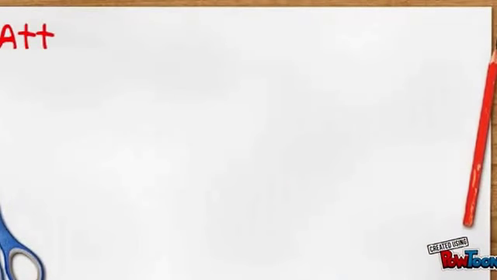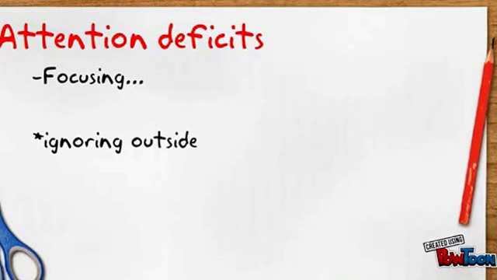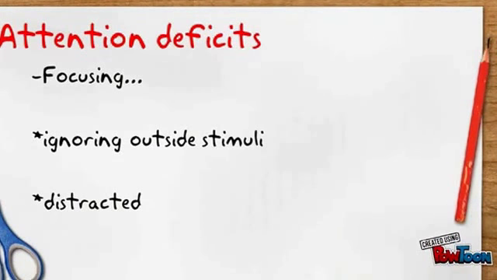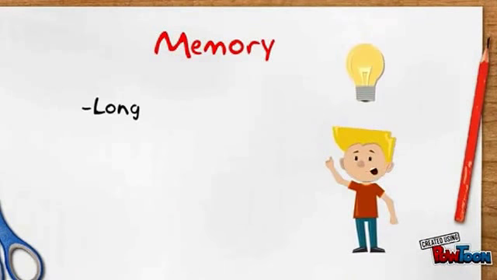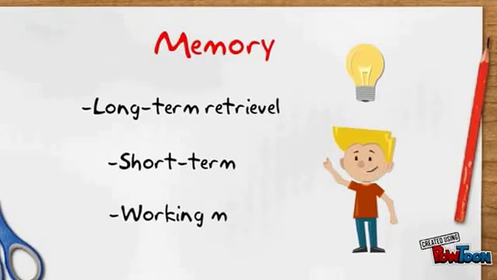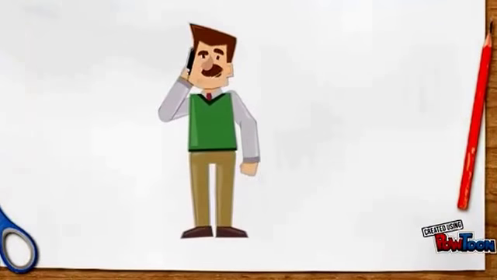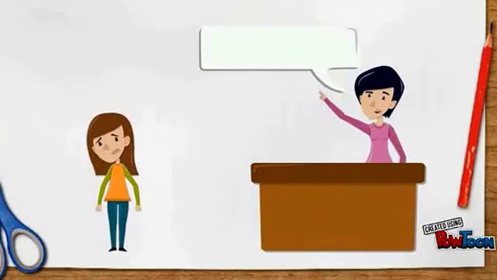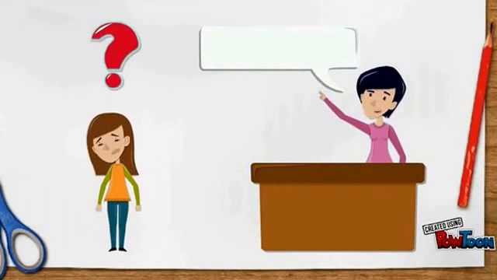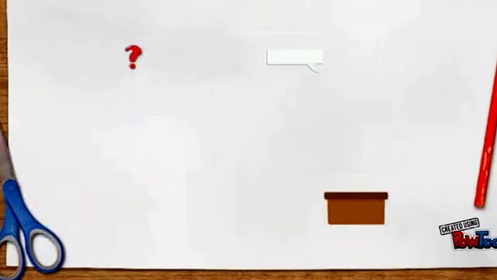Attention deficits, or difficulty focusing and remaining focused on a task. They may have difficulty ignoring outside stimuli and can be easily distracted. Memory impairment is common in people with intellectual disability. Long-term memory retrieval, for instance, recalling a telephone number, is usually similar to that of peers without an ID. But a student with intellectual disabilities may have problems with short-term memory, such as recalling directions in sequence that were presented moments or even seconds earlier.